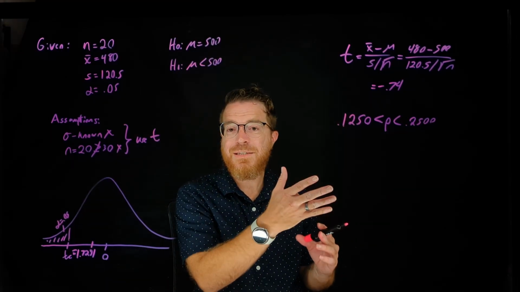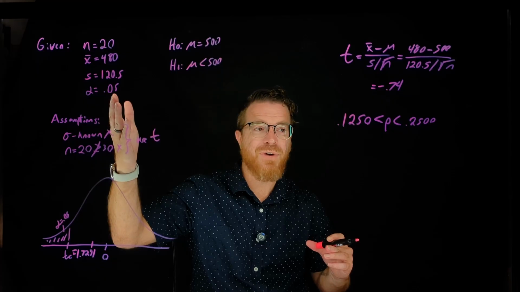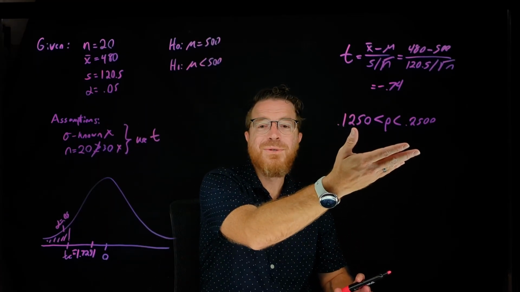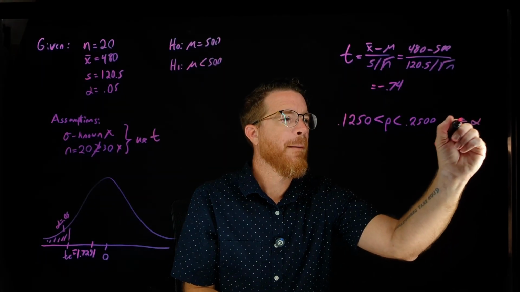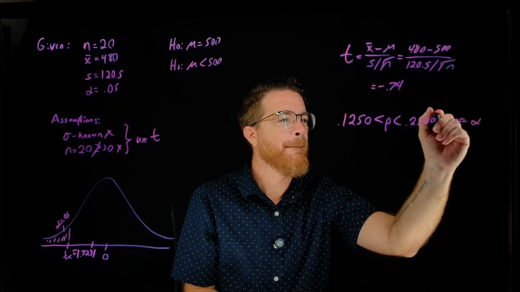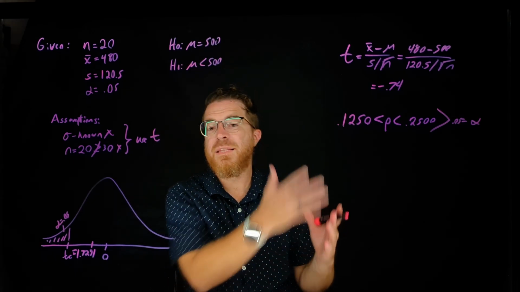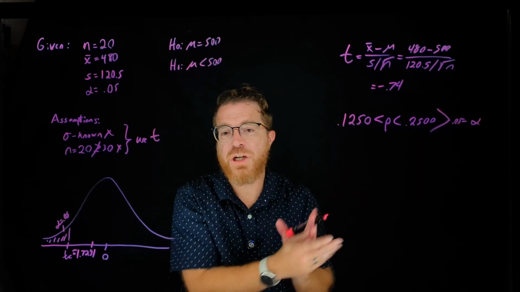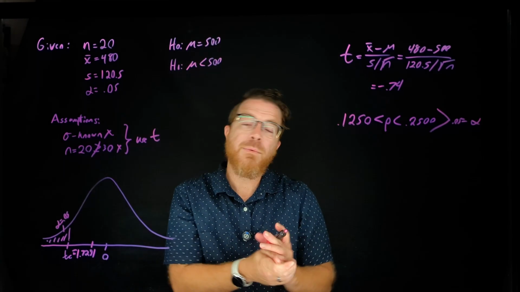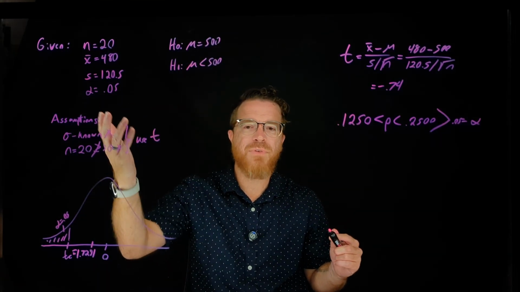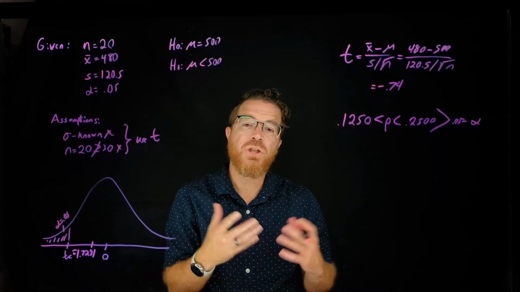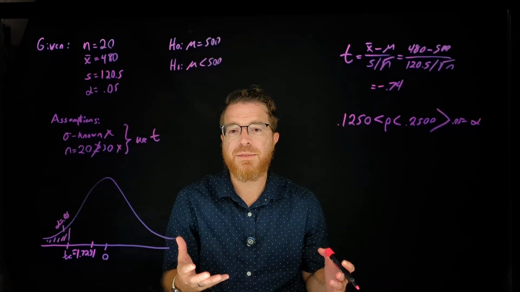Now comparing this to our alpha of 0.05, every one of these values is larger than 0.05. So this agrees that we would fail to reject our null hypothesis. And then we would state the conclusion, which would be at the 5% level, or 0.05 level of significance, we have insufficient evidence to reject our null hypothesis.